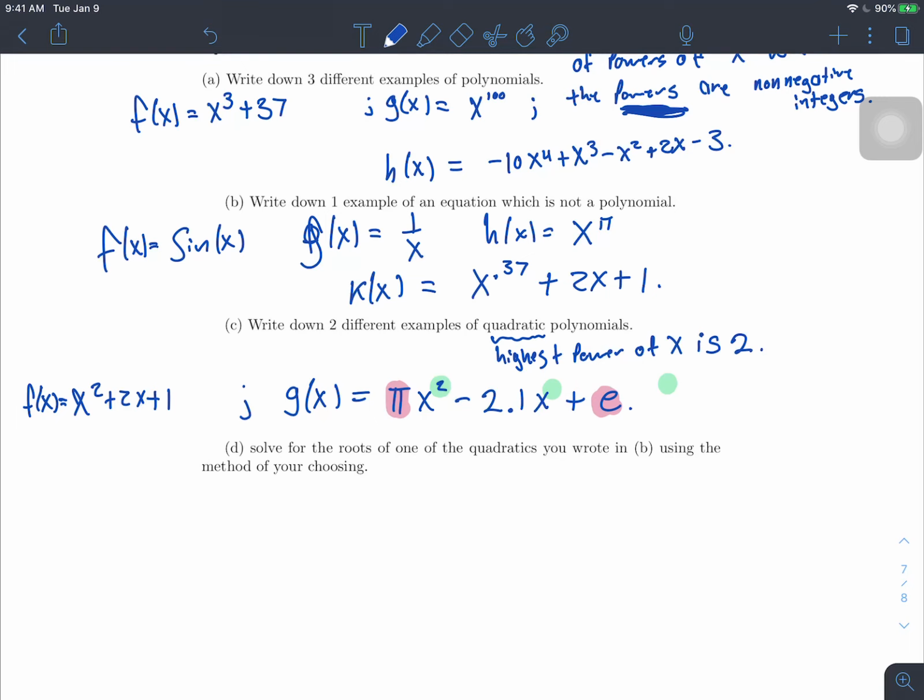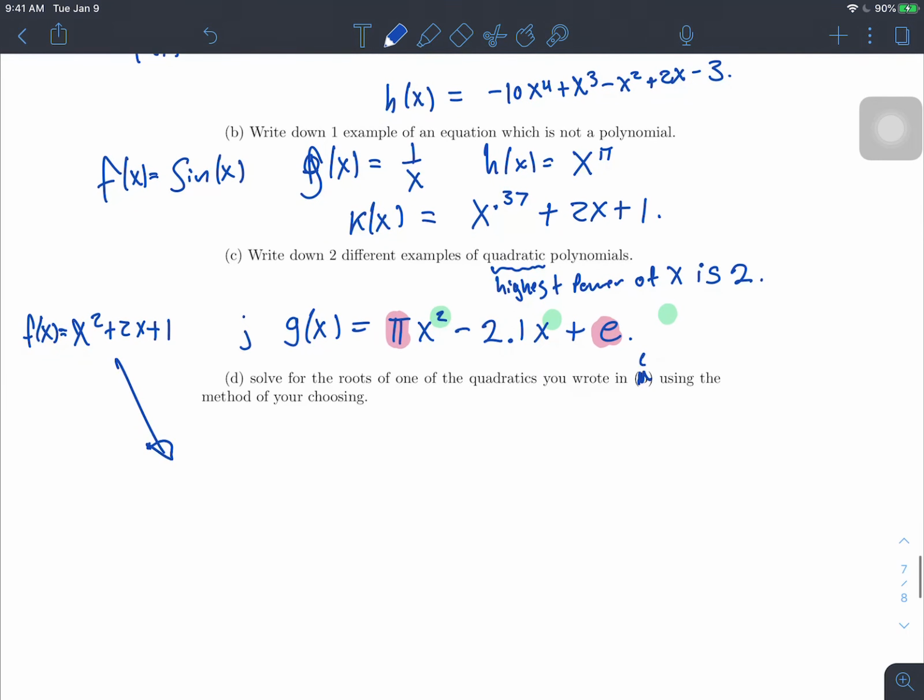Okay, so now lastly we have to solve for the roots of one of the quadratics we wrote in C using the method of our choosing. So I'm going to choose this easy one. I'm not going to bother trying to find out the roots of this nasty polynomial. So what do I have to do? Roots means f of x equals 0. Okay, so I take x squared plus 2x plus 1 equals 0.